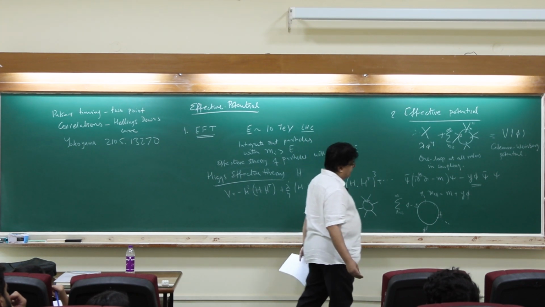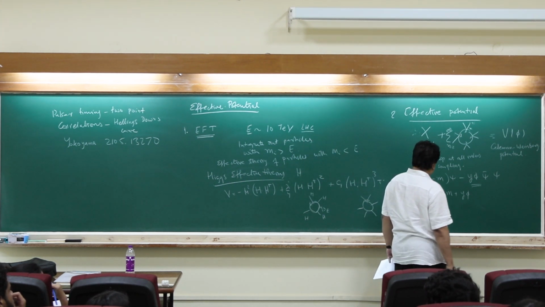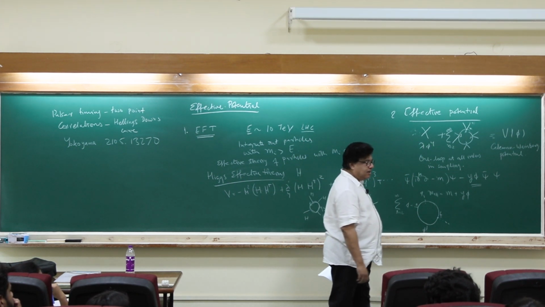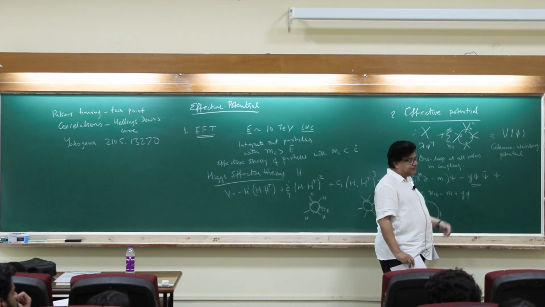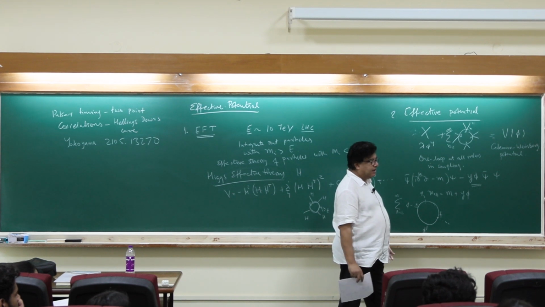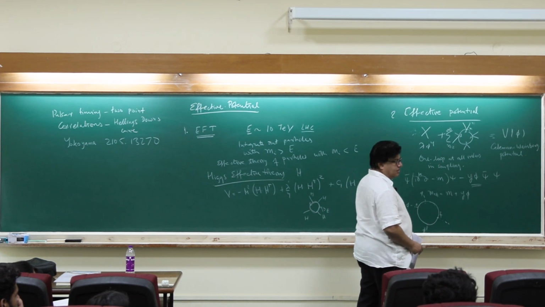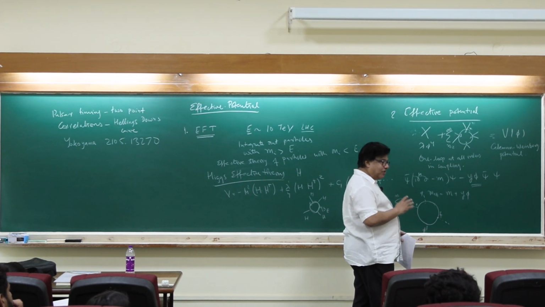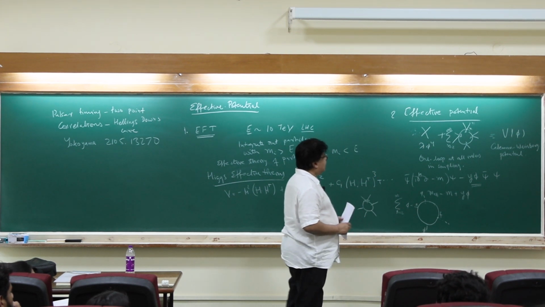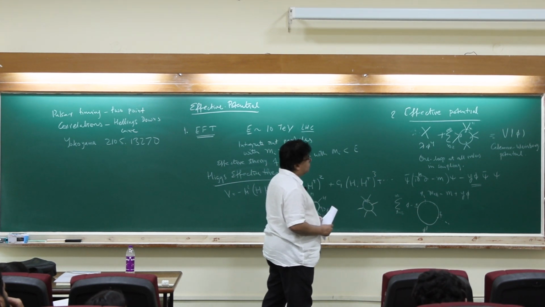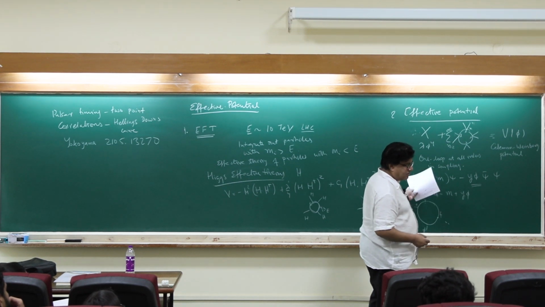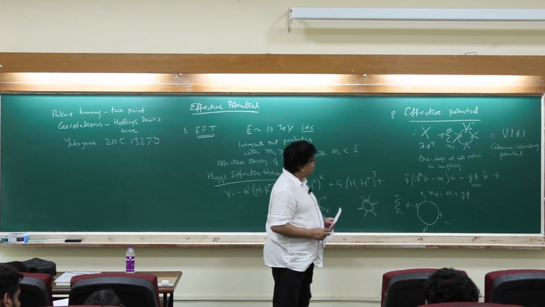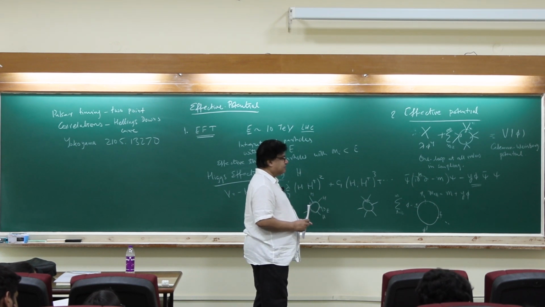Now, and all orders in lambda. You can have infinite legs. So 1, 2, like 2, you sum over all. And this is a little bit of a cumbersome process to do with Feynman diagrams, which is why I'll use a different method. I'll use something called the background field method, which is very simple to do then.